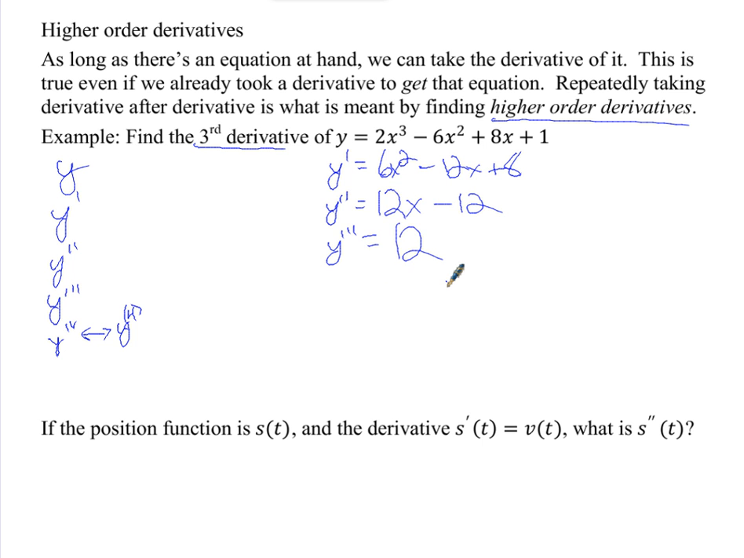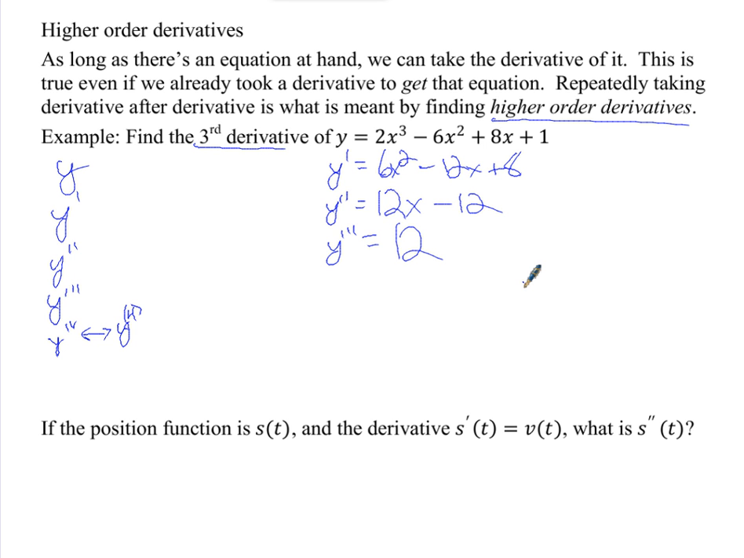Incidentally, what would the fourth derivative of this be? 0. Why would it be 0? Because y equals 12 is a horizontal line. It has a slope of 0, okay? So if you take the derivative, you wind up with 0 because it tells you the slope of the previous equation, okay?